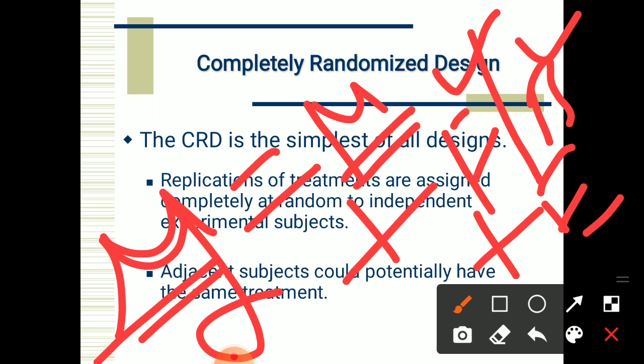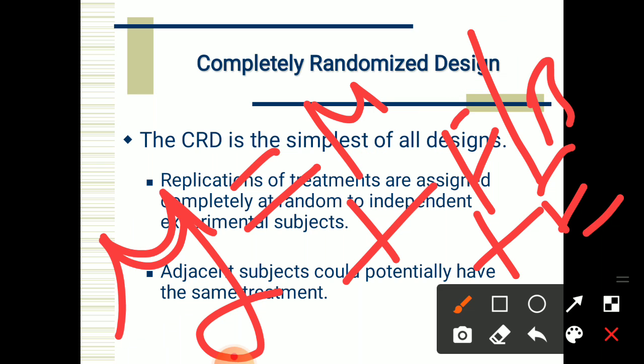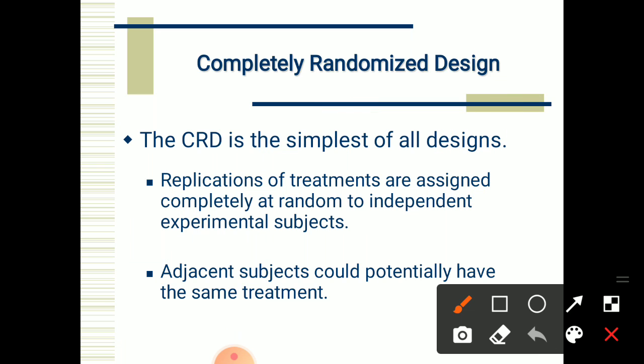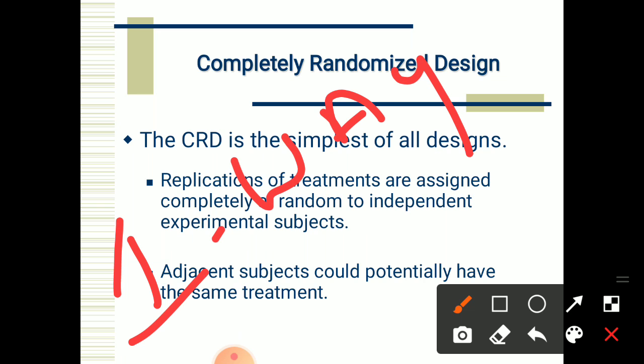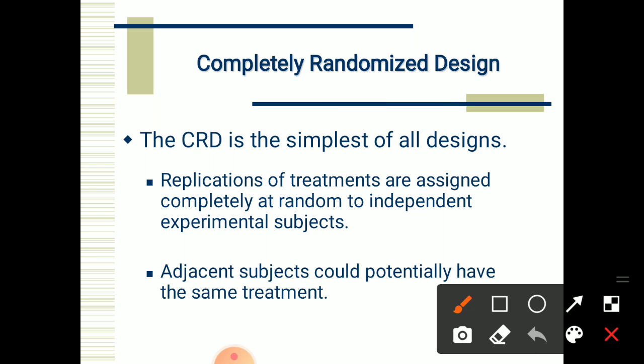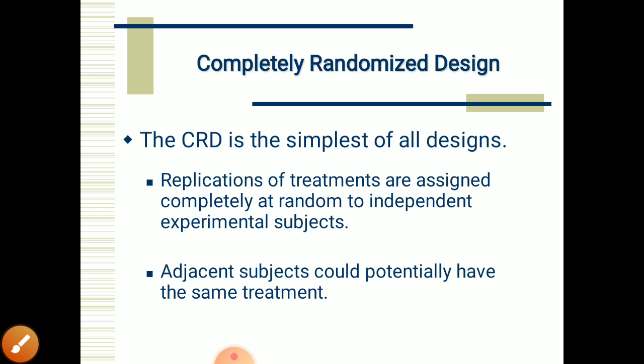Usually the data obtained from a completely randomized design will be subjected to one-way analysis of variance, that is, one-way ANOVA. We will see what that one-way ANOVA is when we come to the practicals, and you can understand it then. With that we will move on to the next design. We will move on to the next slide.